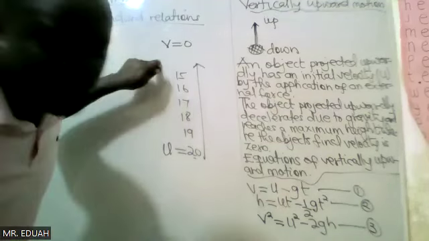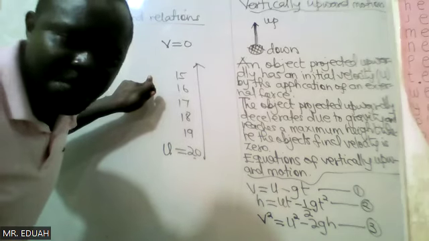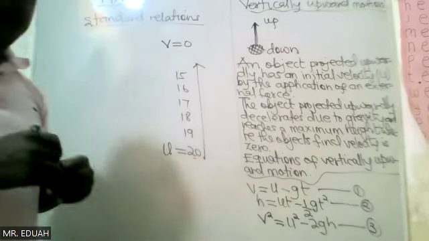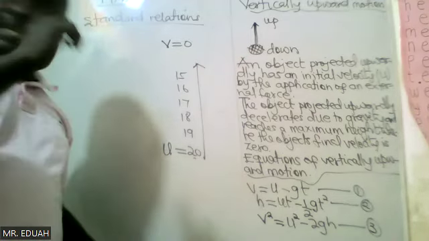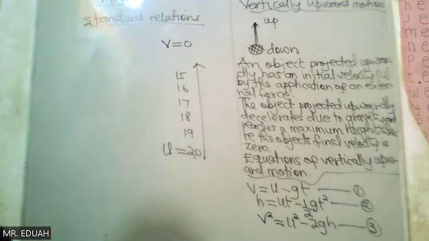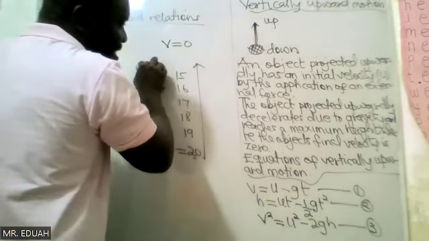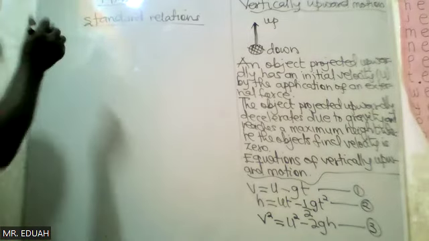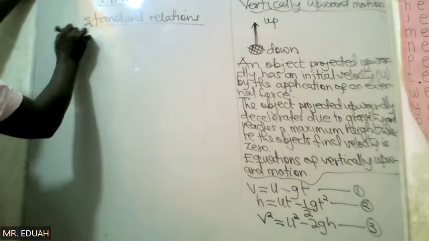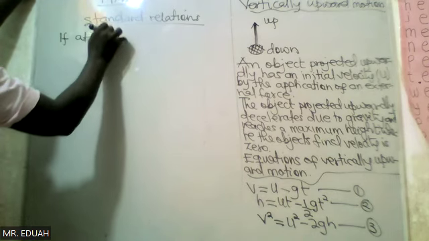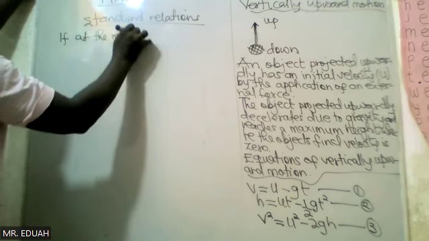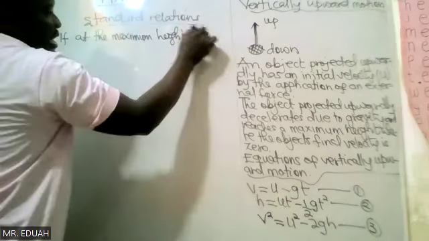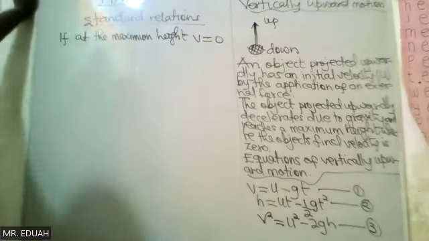And who is responsible for this? Gravity, the force of gravity. So at the maximum height, final velocity v is equal to 0.